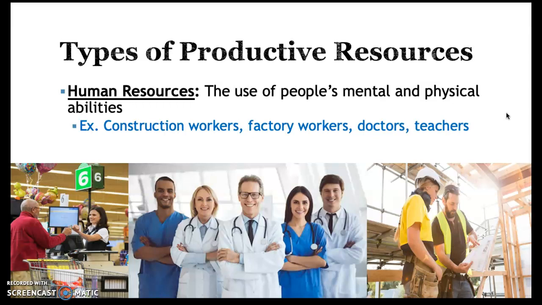The first being human resources, which is the use of people's mental and physical abilities. So, actually using humans, using people to get the job done. Examples of human resources can include construction workers, factory workers, doctors, as well as teachers. So, it's not just people who work in manual labor, aka using their hands, but it's also people who use their physical abilities as well.